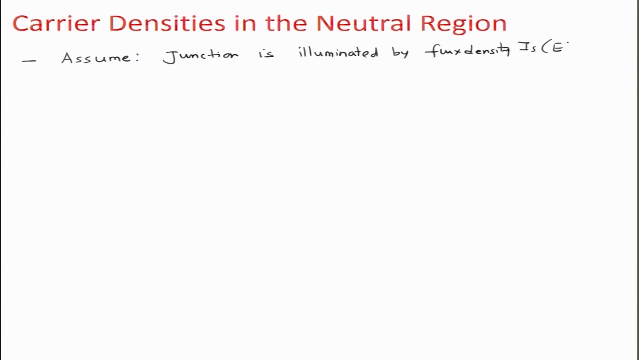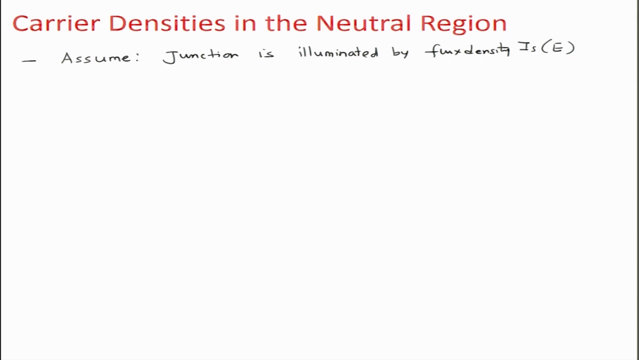So, we consider first, let us say, assume that the junction is illuminated by a flux density, let us say ISE, of photons of energy E.